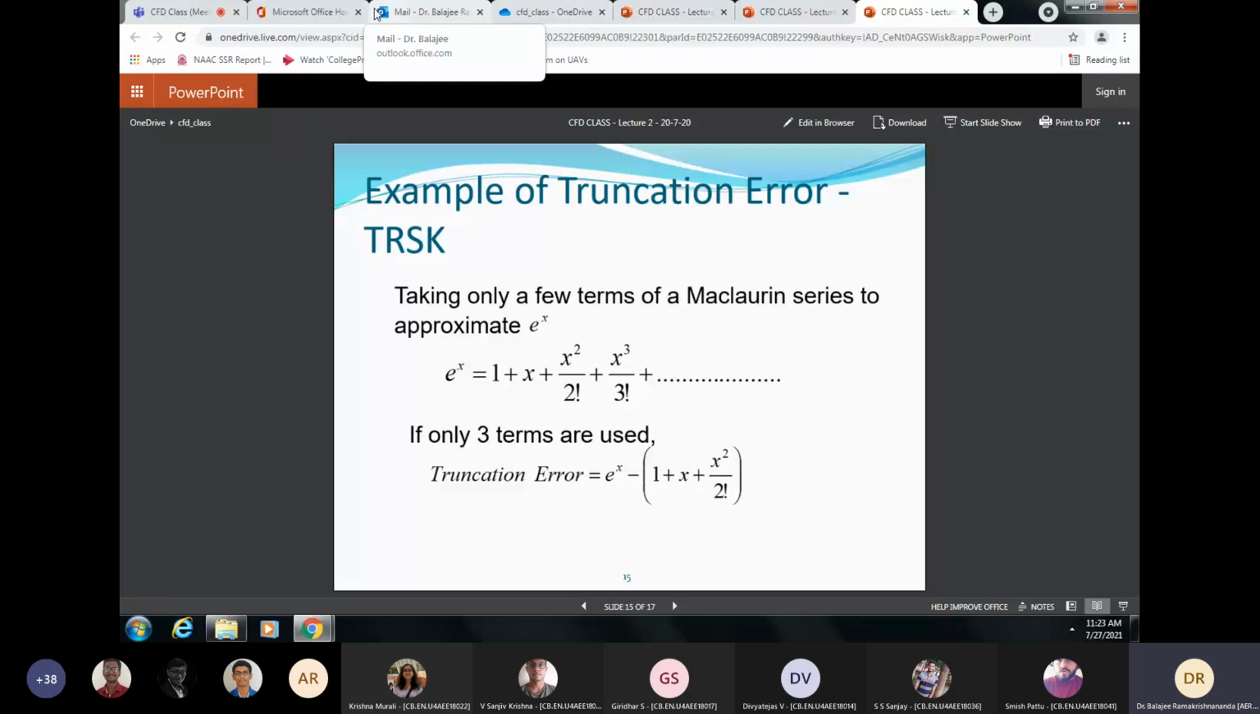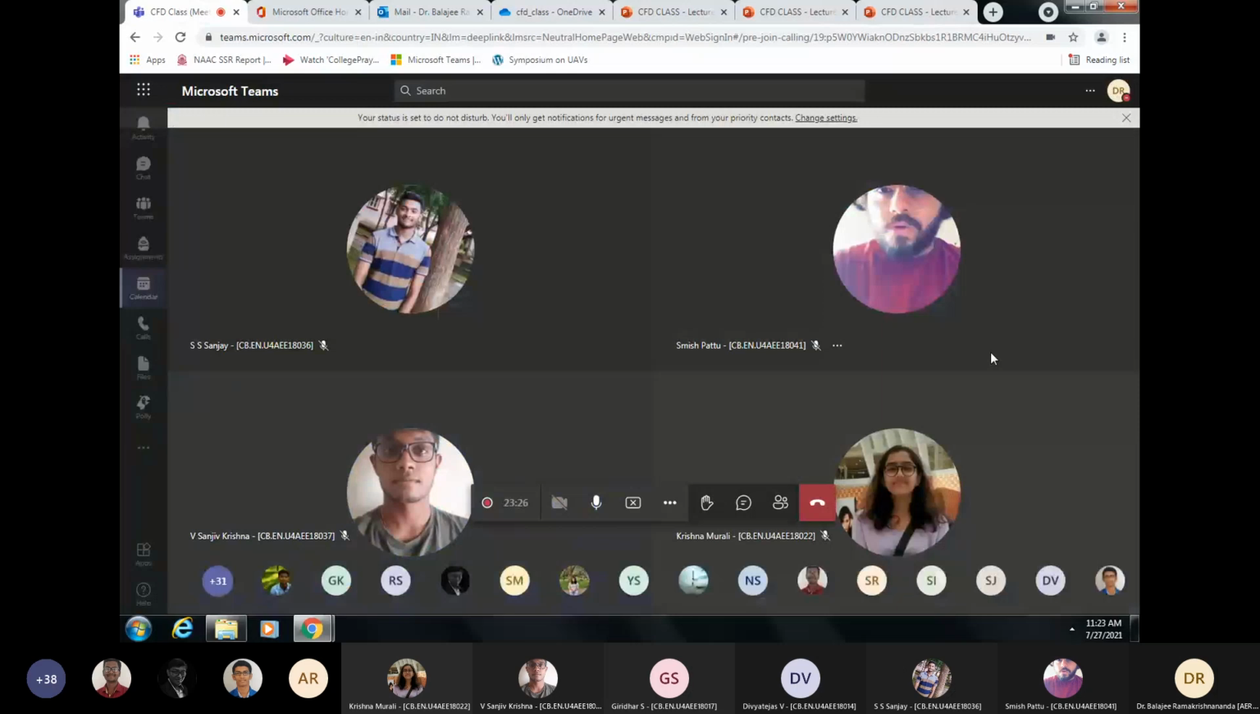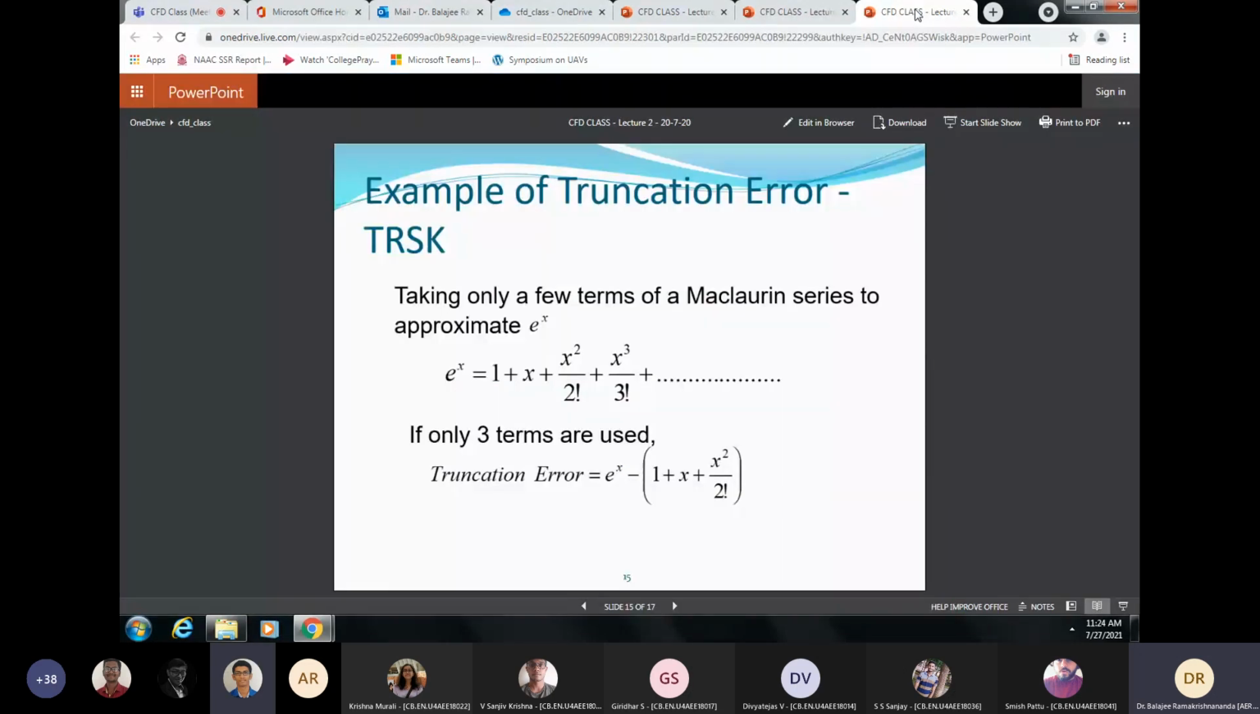So if I ask Vignesh, what is actually the Maclaurin series expansion? Remember? It becomes very important for this course. Something to do with powers. See, exponents. You should know it thoroughly.